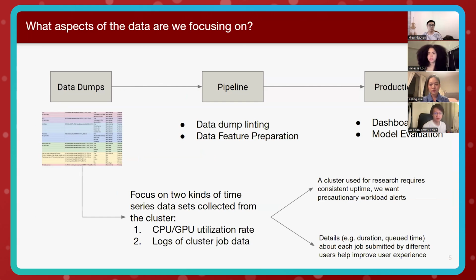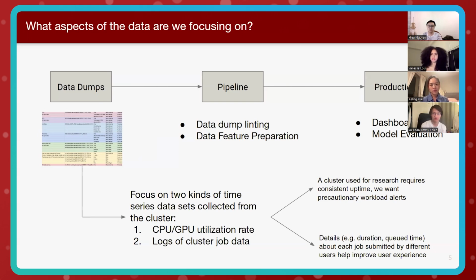Okay, and after we have a look at our data source, the next question we would like to ask is what aspect of the data we would like to focus on. So here we focus on 2 kinds of time series data collected from the cluster. The first is the CPU and GPU utilization rates, and the second is the logs of the cluster job data. For these two kinds of data, we send them into a pipeline for data cleansing and feature preparation, and then we send them into the production environment to visualize the dashboard and model evaluation report.